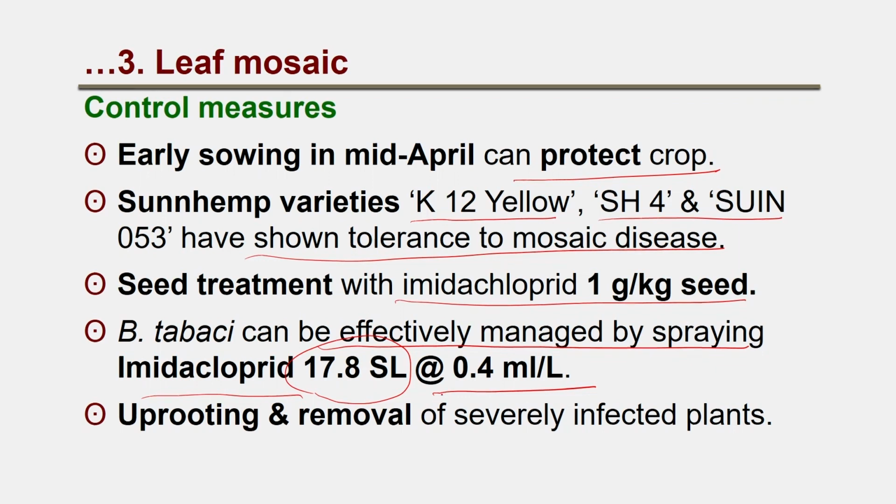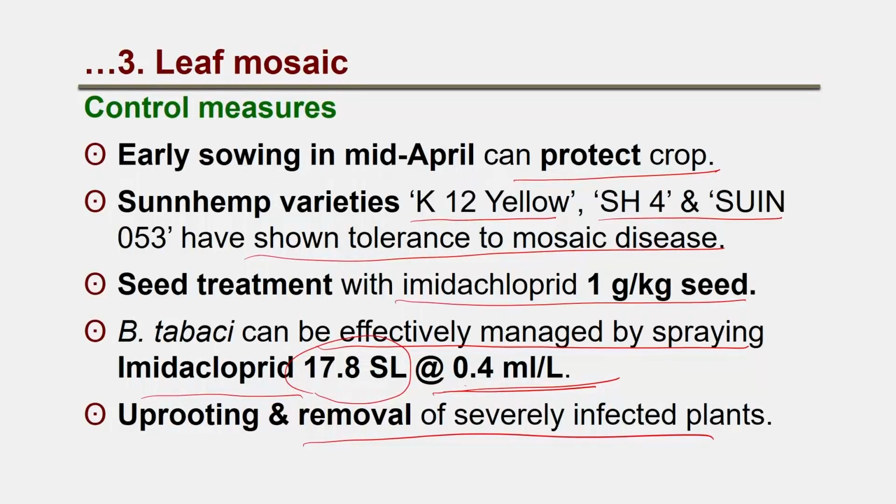The quantity is 0.4 ml per liter of water, and 500 liter of such solution may be prepared for spraying. And uprooting and removal of severely infected plants will prevent the spread of the disease.